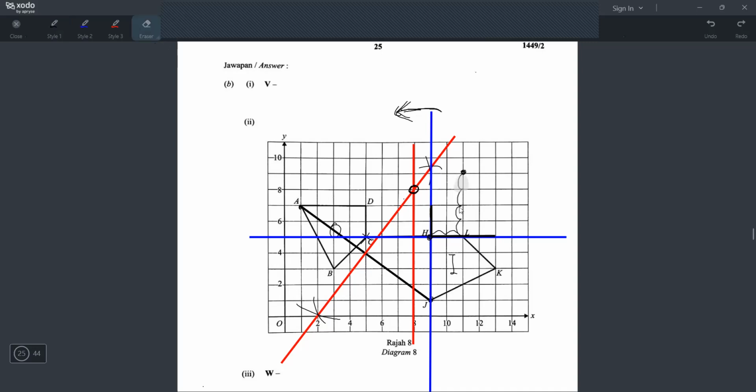Okay, I hope you understand what I'm doing here, because I'm doing rotation 90. That's why you have to terbalikkan the kotak. And now you know this point. Now it's very easy to get your answer already. It will be like this. It will be like this. Okay, so this is your answer.